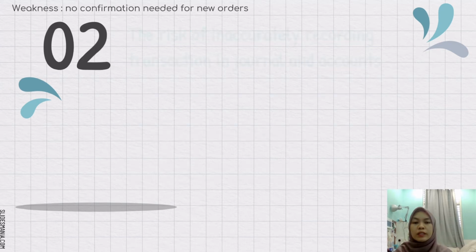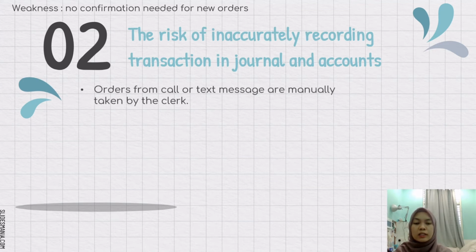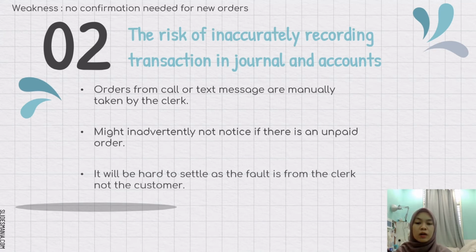The second one is the risk of inaccurately recording transactions in journal and accounts. Since orders from calls or text messages are manually taken by the clerk, they might inadvertently not notice if there are any unpaid orders and just proceed with computing the orders for shipment. So when this happens, it will be hard to settle as the fault is from the clerk and not the customer.